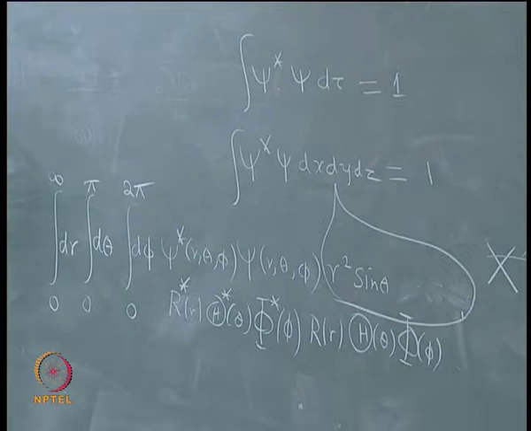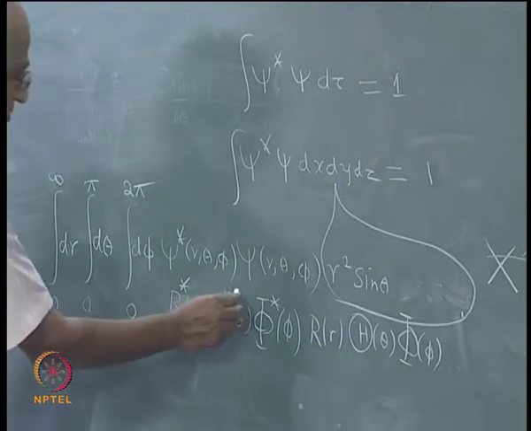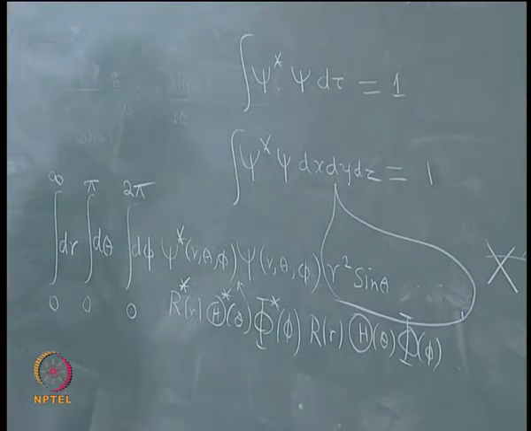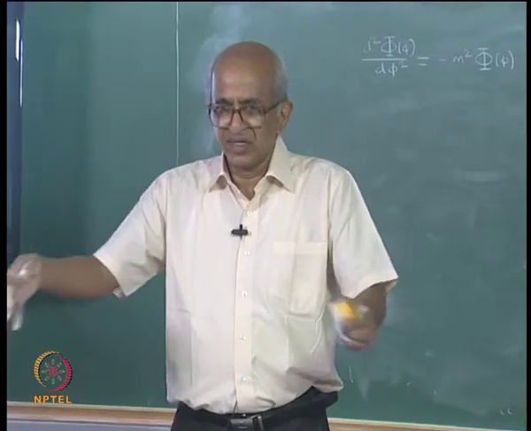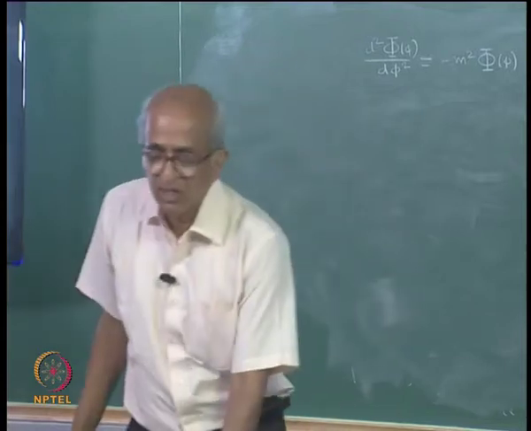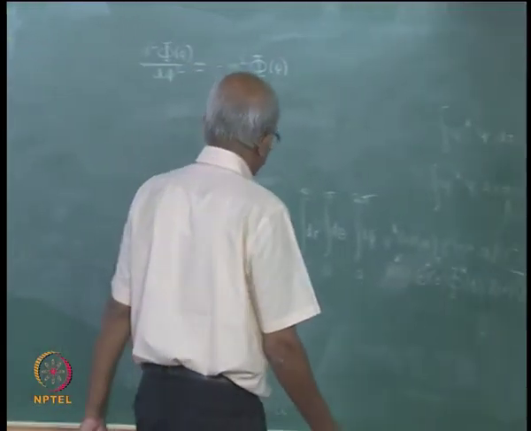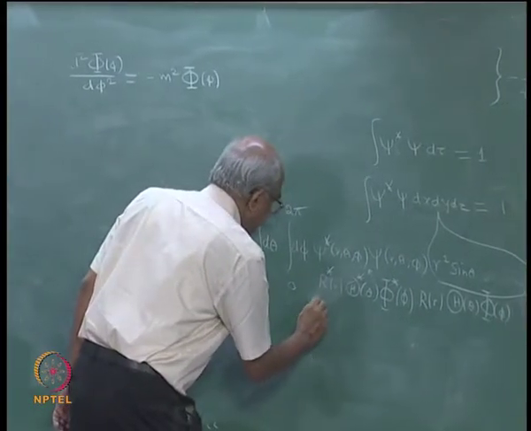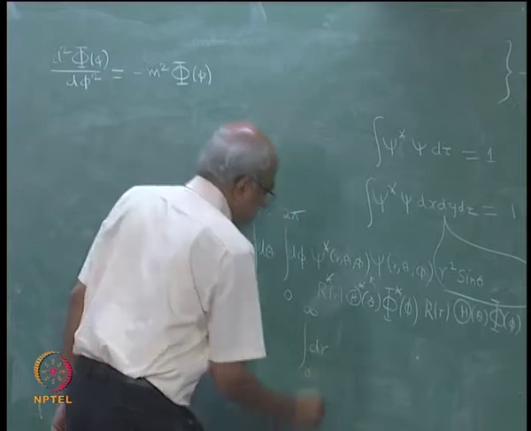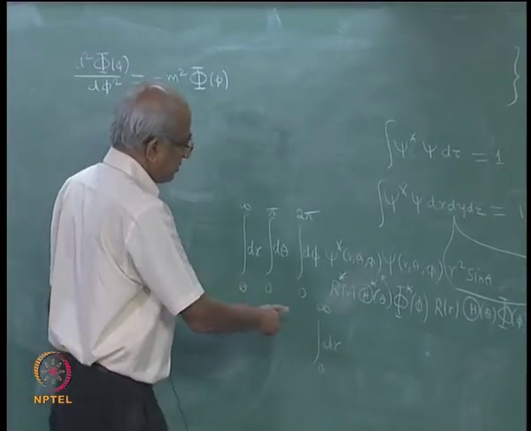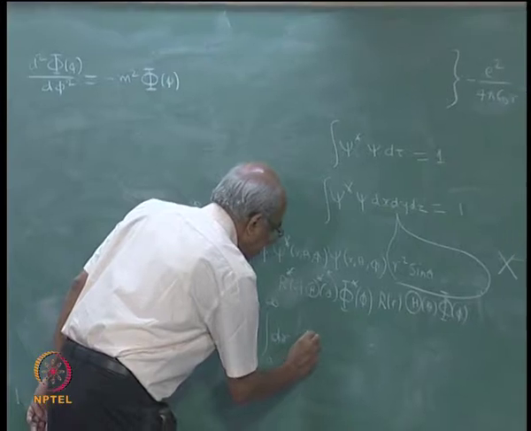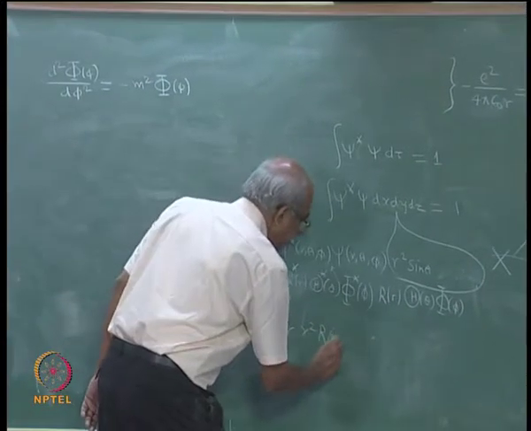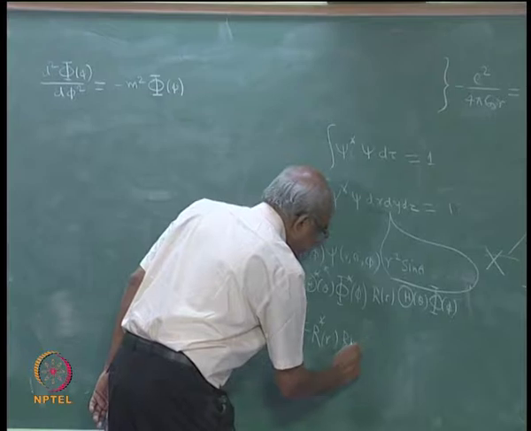Correct. So, if you substitute this product here, you would realize that the integrals that you have to perform become three separate integrals. That should be clear to you. And what are those integrals? Let me just write those integrals. One of them will be integral 0 to infinity dr. I just collect together the terms that depend upon r, dr r square capital R star capital R.